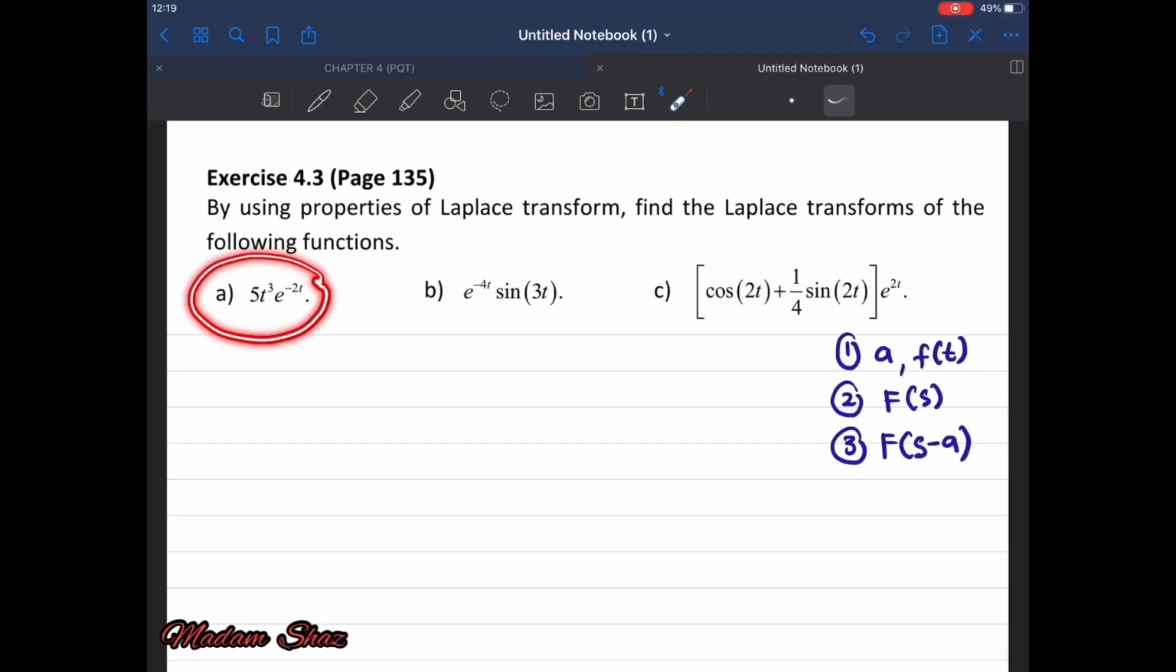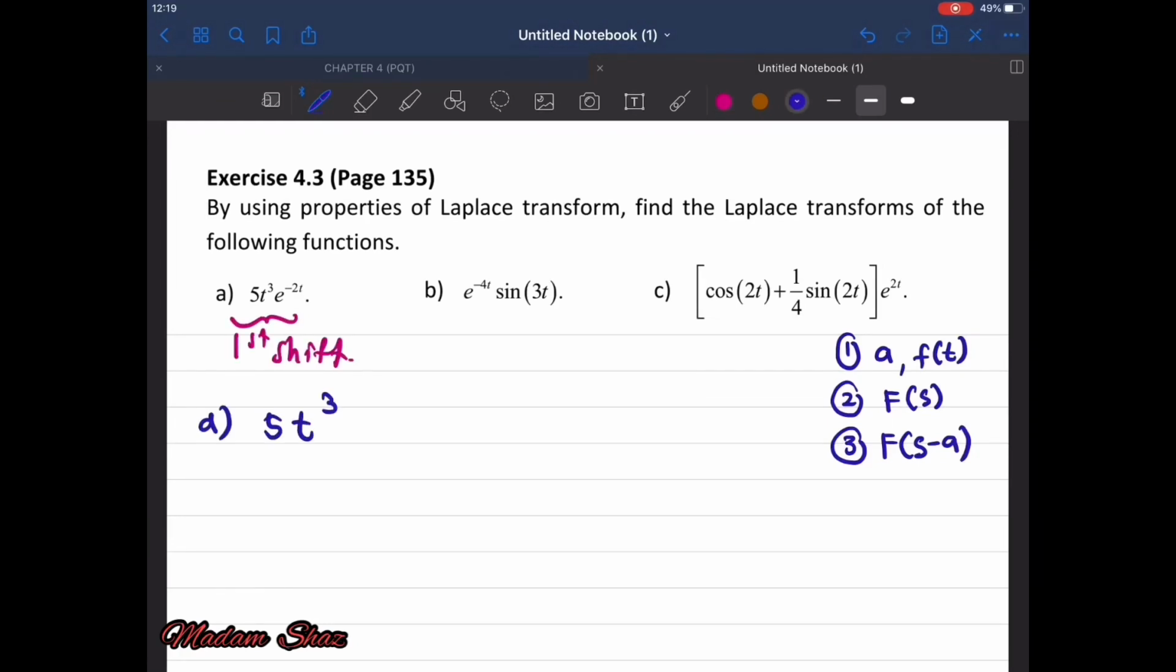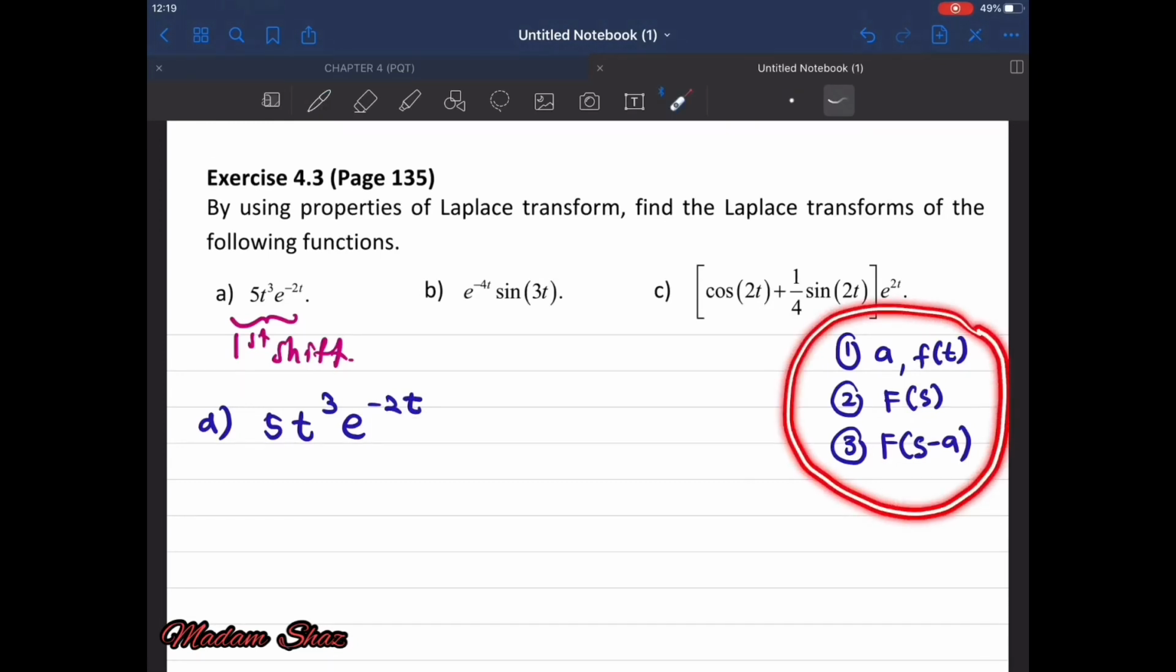5t to the power of 3 multiplied by e to the power of negative 2t. So we have an exponent multiplied with t to the power of n. So for this one you have to apply the first shift property. We have 5t cubed times e to the power of negative 2t. So this is the step in order to solve by using the first shift property.